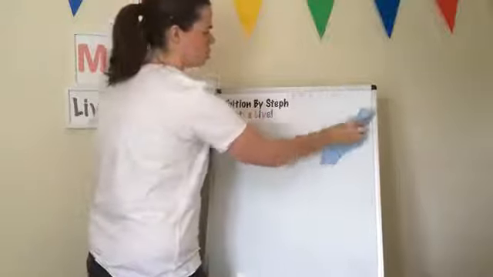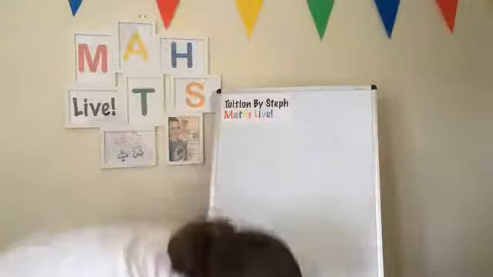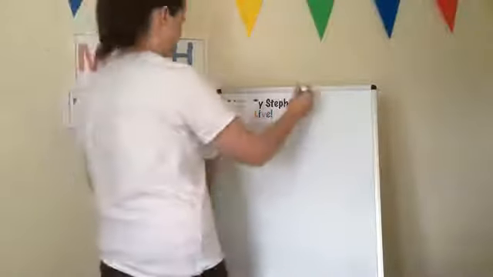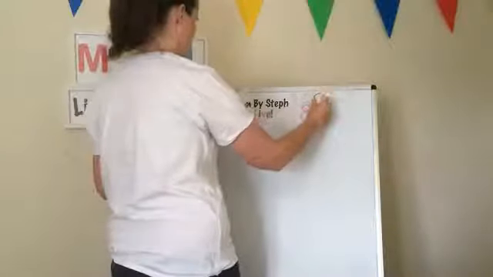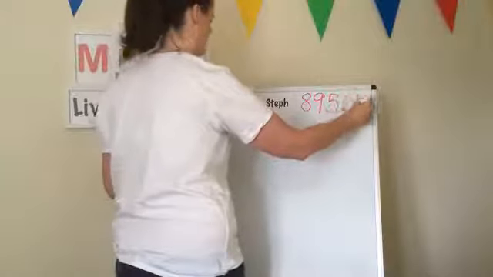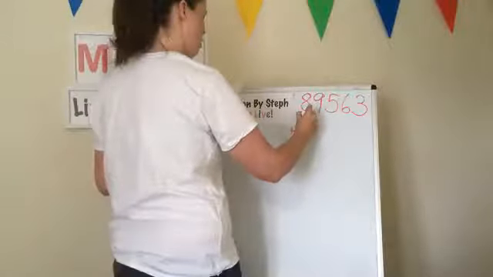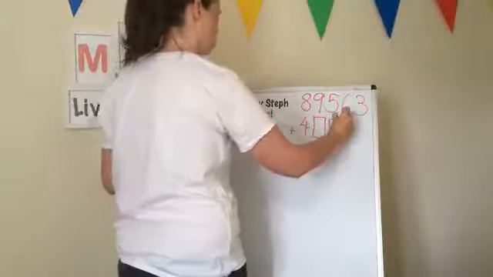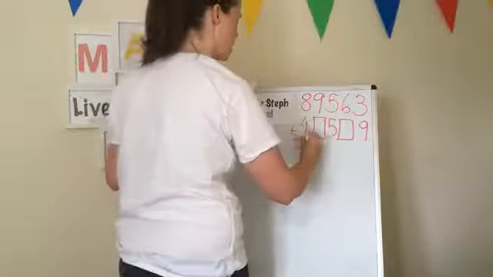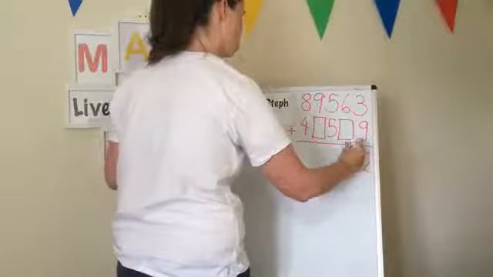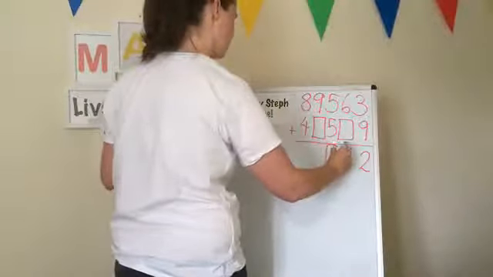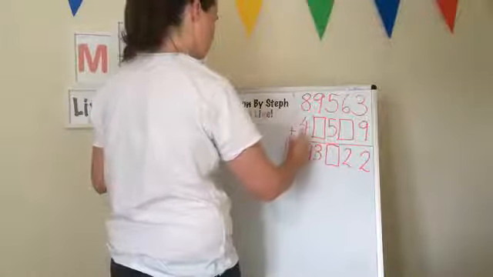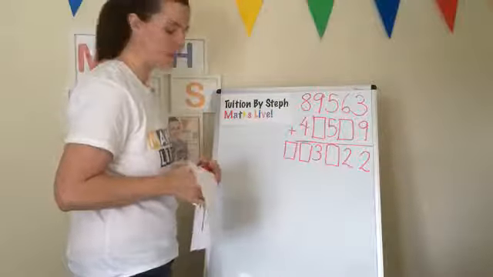Doing that. Now, the next two are not just simply addition. They are more problem-solving questions. So, I gave you this question. 8,9,5,6,3 plus 4 something 5 something 9 equals 2 something 3 something something. Okay, so that was question one. You had to fill in the gaps.